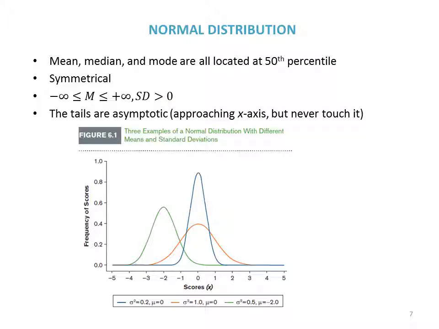Well, in this graph, the green distribution has a mean of -2, and both the red and the blue have the mean of 0. For the red distribution, the standard deviation is larger than the blue one, so the red distribution is more spread out, and the blue one has a smaller standard deviation, so the distribution is more clustered.